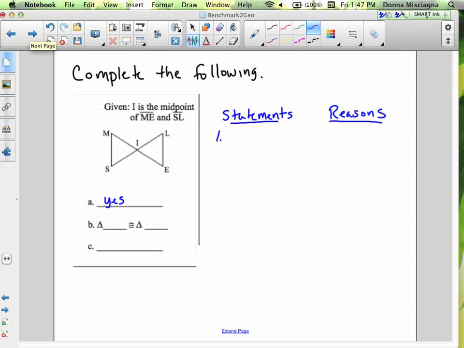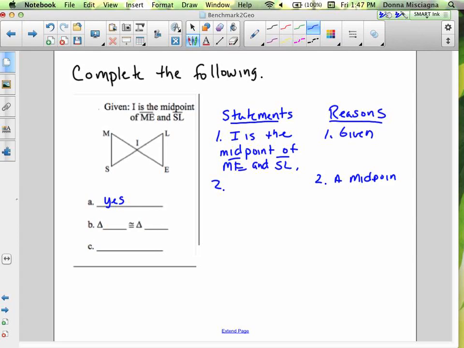First of all, we're given I is the midpoint of ME and SL, and that's given. Well, what does that mean? What does a midpoint do? A midpoint divides a line segment in two congruent parts.